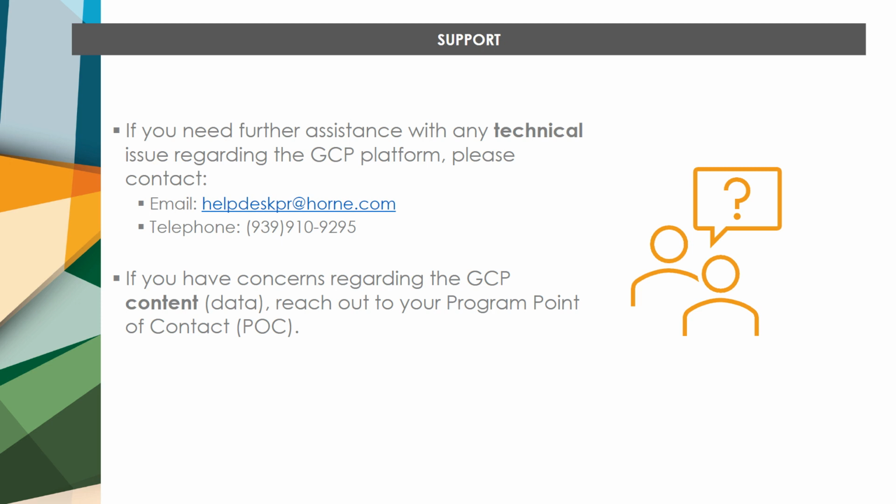If you need further assistance with any technical issue regarding the GCP platform, please contact by email helpdeskpr@horn.com or by telephone 939-910-9295. If you have concerns regarding the GCP content or data, reach out to your program point of contact, known as POC.